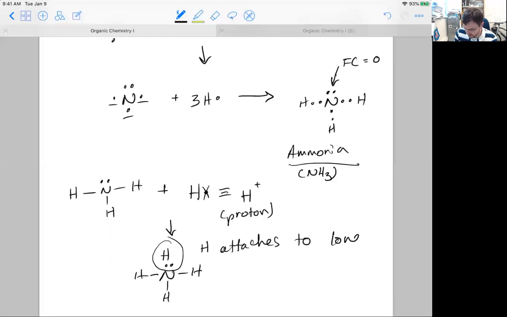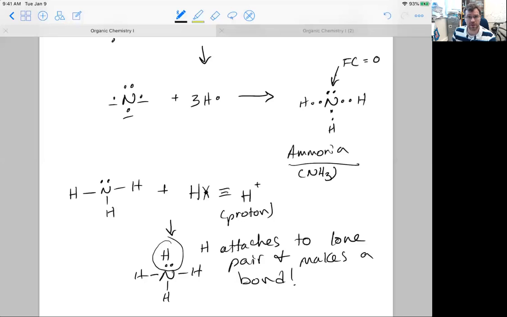So it attaches to a lone pair and makes a bond. There, we just did chemistry. Chemistry is really just making and breaking bonds, covalent bonds usually, these attachments of 2 nuclei that are held together by 2 electrons.